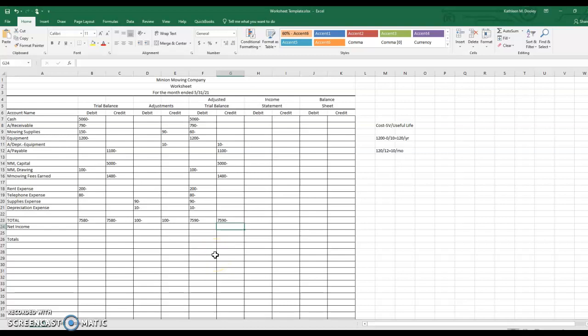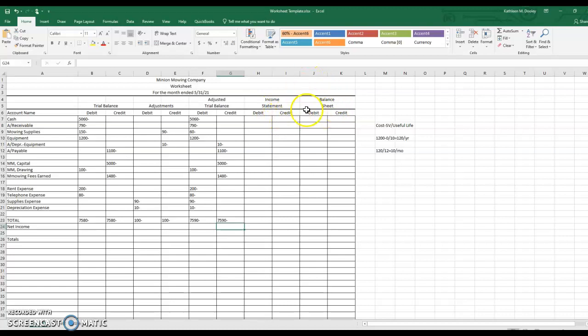Okay, so in our previous video, we put in the trial balance on the worksheet, and then we calculated out the adjustments and got them in, and then we added and subtracted across and got our adjusted trial balance, and that balanced out. Now we're going to finish the worksheet so that we can then go on and do our financial statements and our closing.